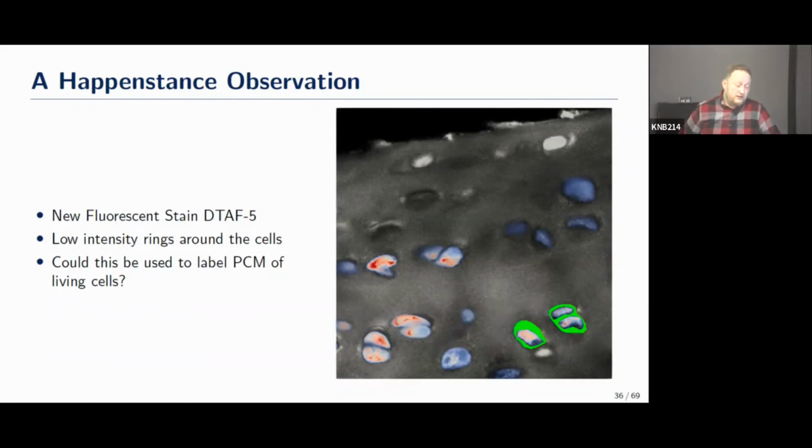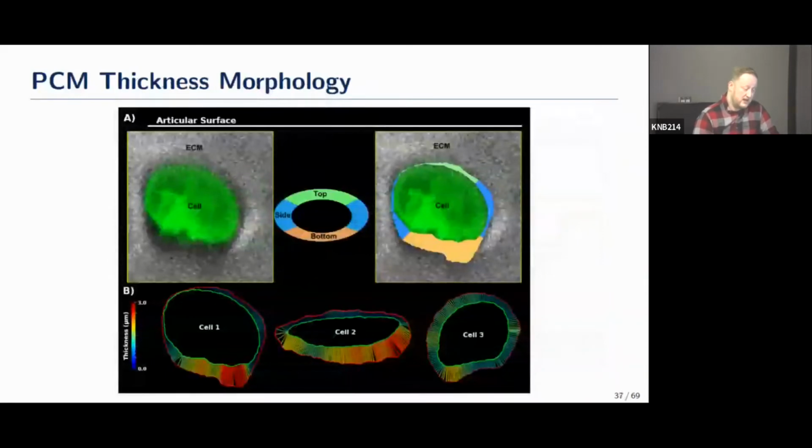The important thing about this is that the previous technique to measure this structure, the paracellular matrix, was immunostaining, which required tissue fixation, which kills all the cells in the tissue and also modifies its material properties. So the idea being, if we want to study the mechanics of the paracellular matrix in living tissue with unaltered material properties, maybe we could use this stain. So we did some experiments and wrote some software to do just that.